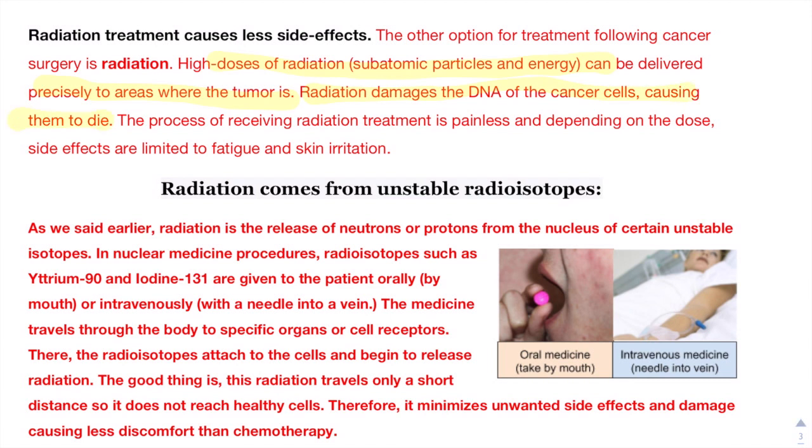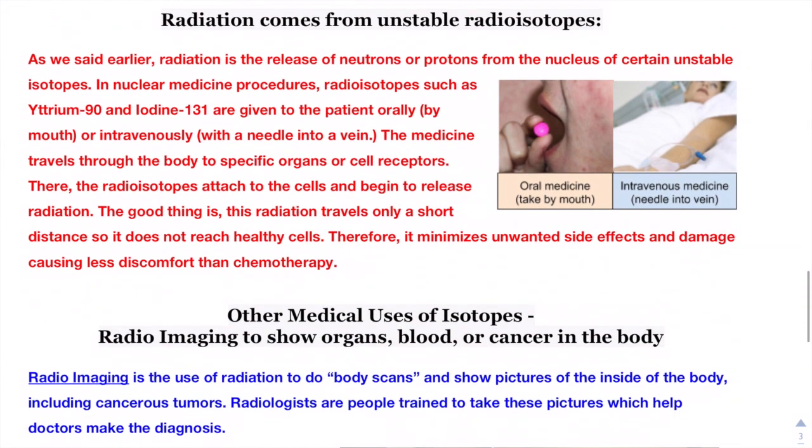The process of receiving radiation treatment is painless, and depending on the dose, side effects are limited to fatigue and skin irritation. Radiation comes from unstable radioisotopes. As we said earlier, radiation is the release of neutrons or protons from the nucleus of certain unstable isotopes. In nuclear medicine procedures, radioisotopes such as yttrium-90 and iodine-131 are given to the patient orally by mouth or intravenously with a needle into a vein.